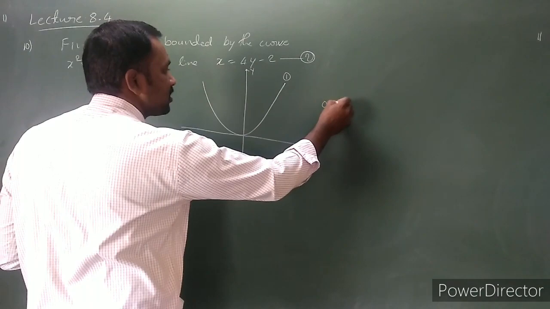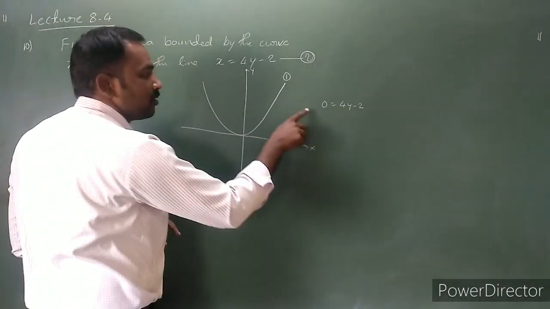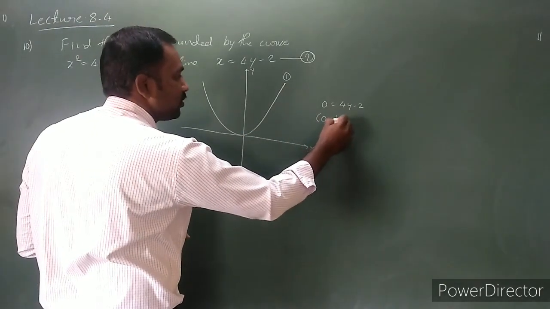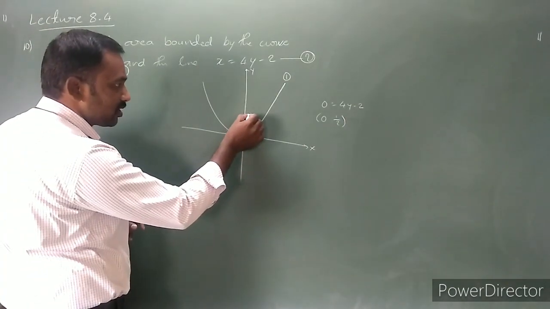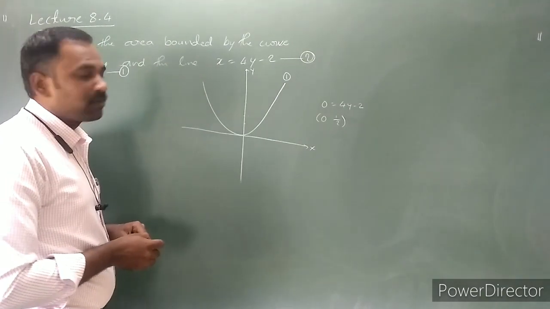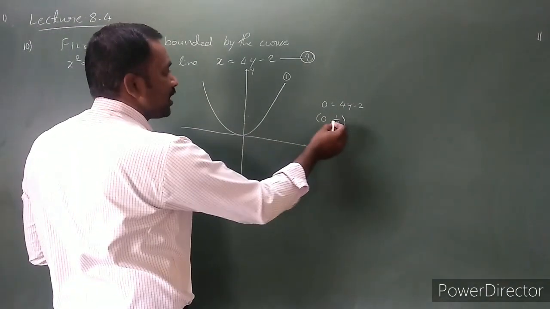Are you clear? x is 0, so 0 is equal to 4y minus 2. Then what is y equal to? Minus 2 comes to the other side as plus 2, so y is 2 by 4, that is 1 by 2. That means (0, 1 by 2) is the one point. Suppose this is 1, then 1 by 2 is here. This is the point. One more point is required.